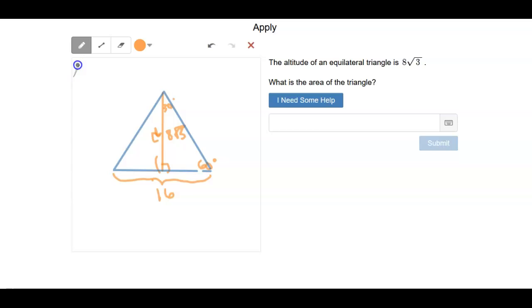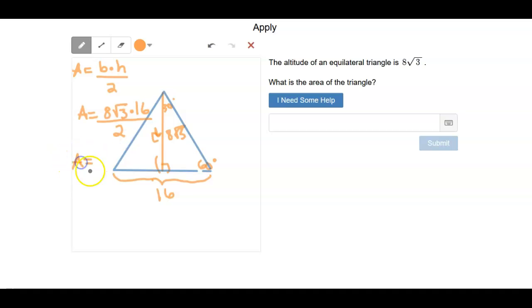So the area of a triangle is base times height divided by 2. So we know that the base and the height have to be perpendicular to each other. So here's the height, here's the base, because they're perpendicular. So we have 8 square roots of 3 times the base, which is 16. And then all of this is divided by 2.